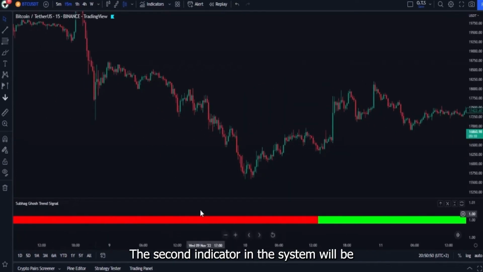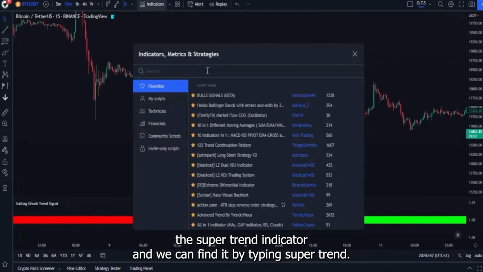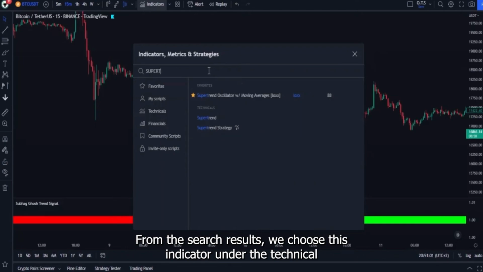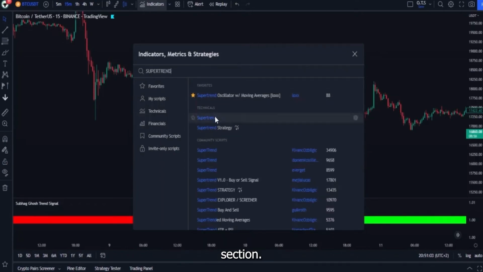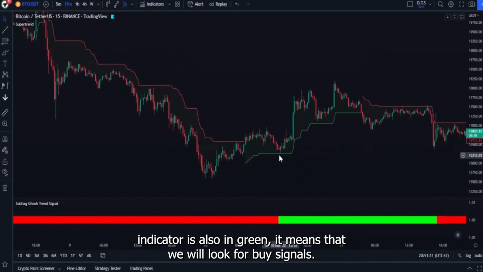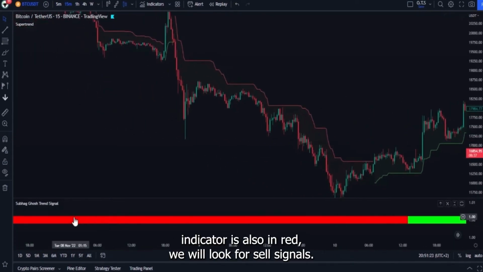The second indicator in the system will be the super trend indicator, and we can find it by typing super trend. From the search results, we choose this indicator under the technical section. As you can see, when the super trend is in green and the Subag indicator is also in green, it means that we will look for buy signals. On the contrary, when the Subag is in red and the super trend indicator is also in red, we will look for sell signals.